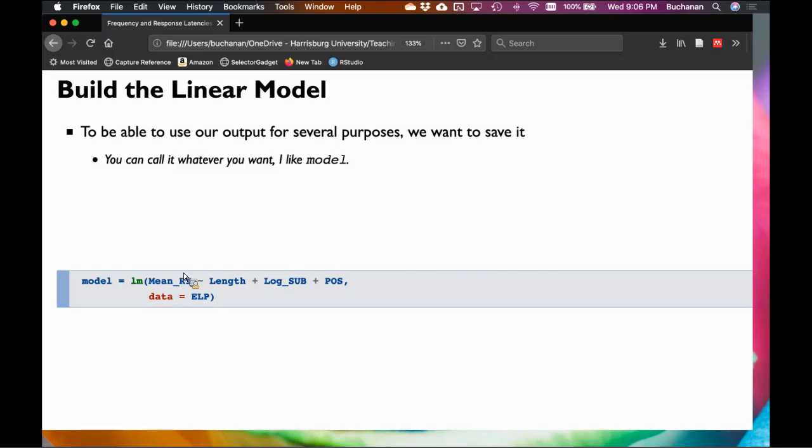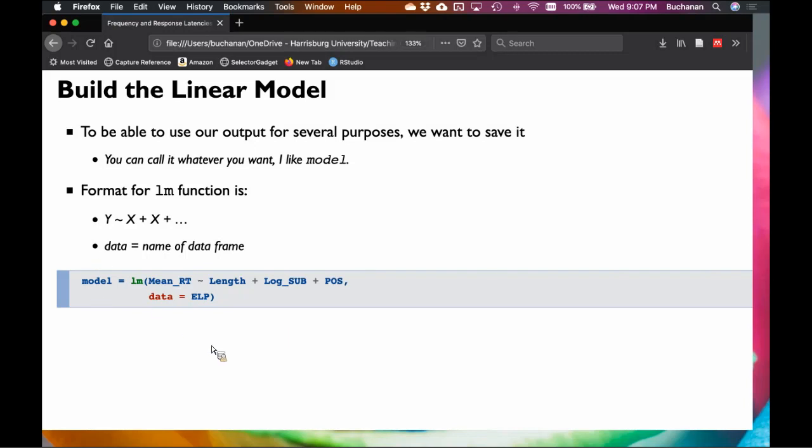All right, so let us run the model. We're going to use the lm function that we've talked about off and on this semester. We've seen this style many times, where y is approximated by, this is a tilde, x plus x plus x. So we're going to add length, the word frequency variable logged, and part of speech, and see if we can take these three variables and predict response latencies. On average, can we predict the mean response latency for these items with these three variables?